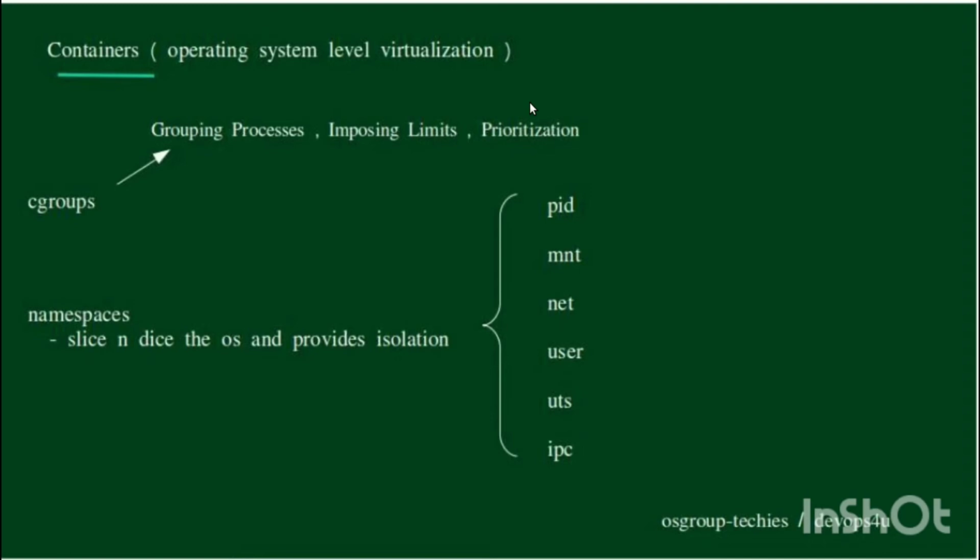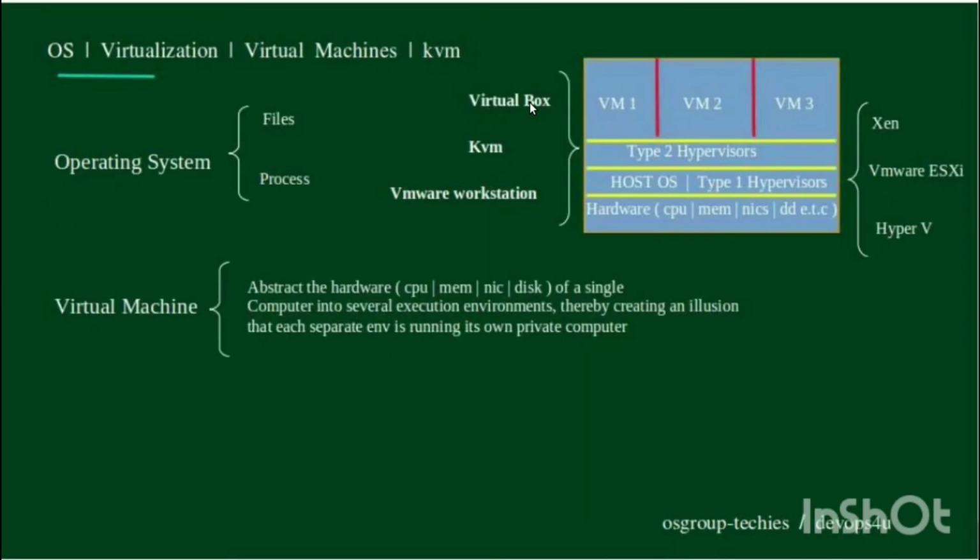There are different types of namespaces: PID for the process ID namespace, MNT for the mount point namespace, NET for the network namespace, user for user namespaces, UTS for the hostname namespace, and IPC for the inter-process communication namespace. As you can see, when you talk about virtual machines with type 2 hypervisors, there is one kernel within the host operating system, and on top of that you have different virtual machines with different kernels. But when you talk about containers, you are virtualizing your kernel.